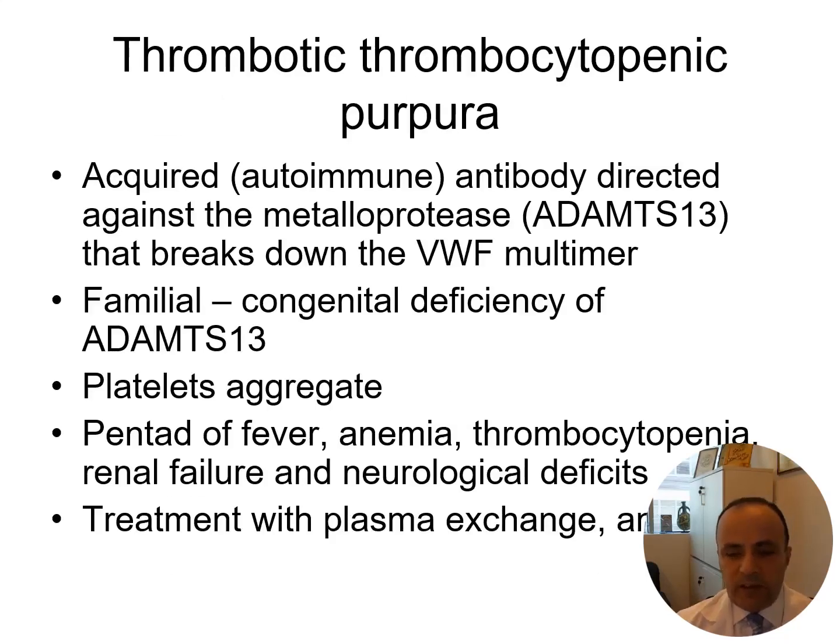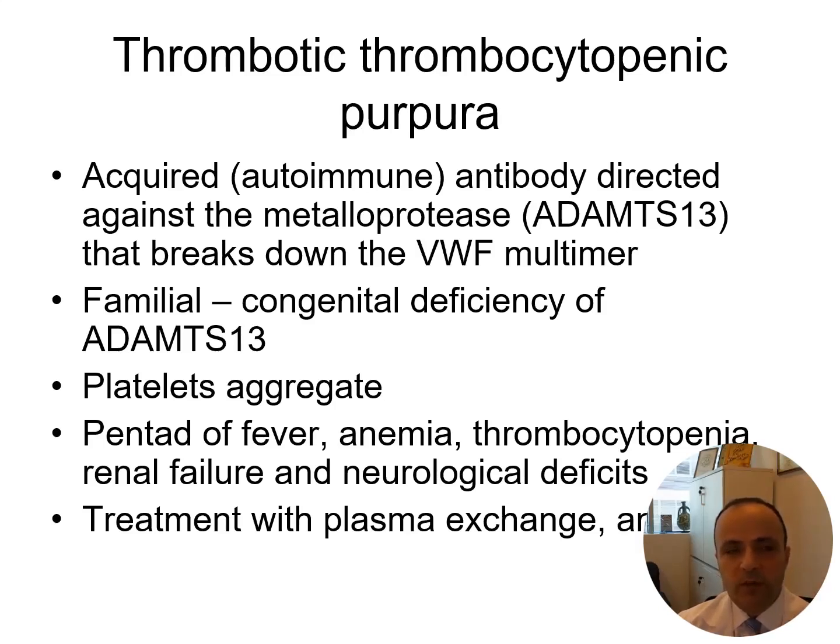So the three entities that cause microcirculatory hemolysis, the first is what we call thrombotic thrombocytopenic purpura, TTP. So normally in our body, as a normal process of control of bleeding, we have the von Willebrand factor.